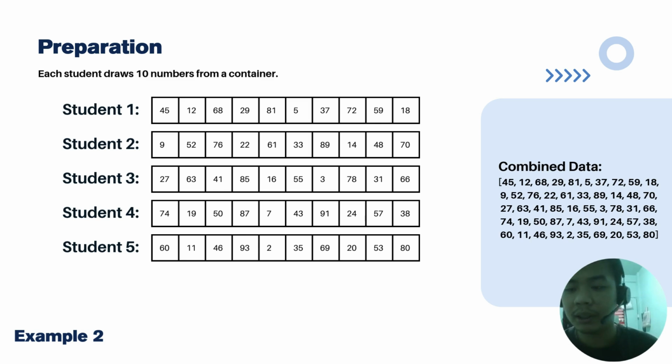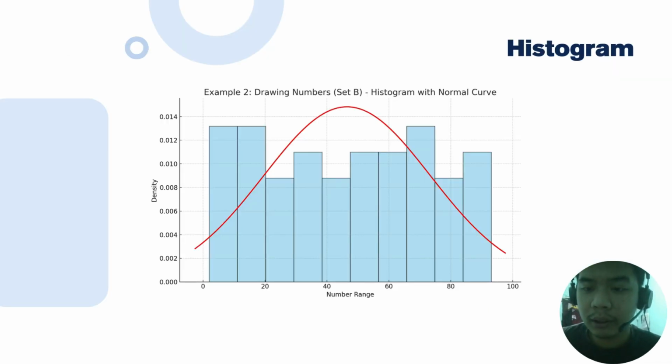So we will use this data in the following steps to investigate if it follows a normal distribution, or a bell curve, on the next slide. Okay, so on this slide, this is the histogram so that we can visualize the distribution of the numbers. As you can see, the x-axis represents ranges of numbers: 0 to 10, 10 to 20, and so on. And the y-axis shows the density, or how frequently numbers within each range appeared.